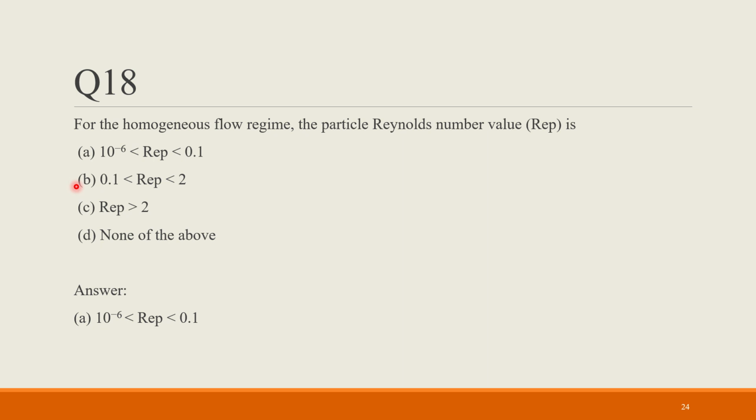For homogeneous flow regime, the particle Reynolds number value is between 10 power minus 6 and 0.1, 0.1 and 2, greater than 2, none of the above. For homogeneous flow regime, the particle Reynolds number is between 10 power minus 6 to 0.1, because below 0.1 the bed behaves as uniform fluidized bed. Sorry, laminar regime. So in that case, the flow regime would be homogeneous. So answer is 10 power minus 6 to 0.1, option A.